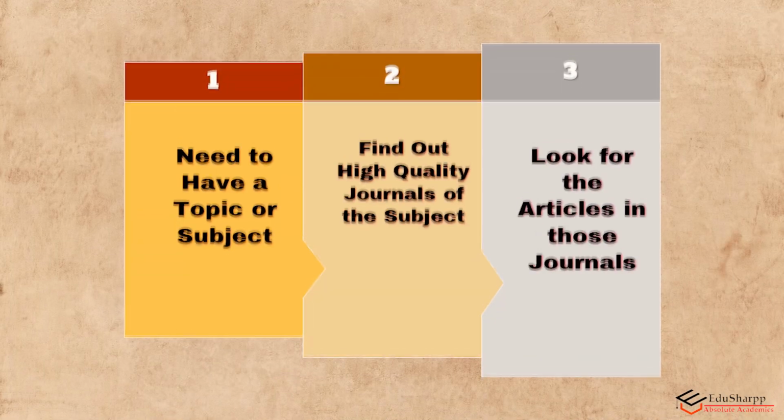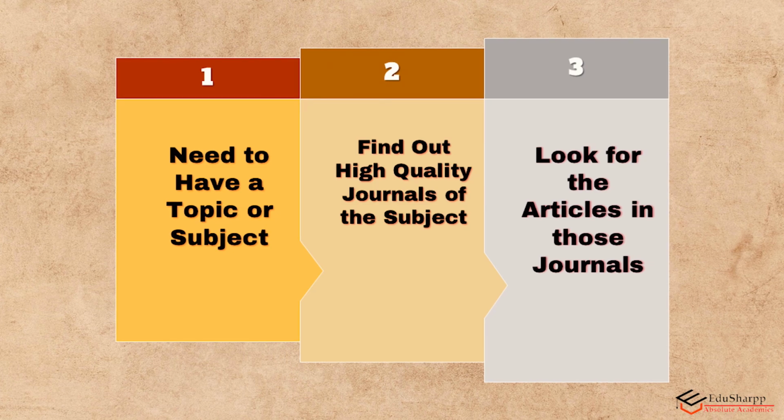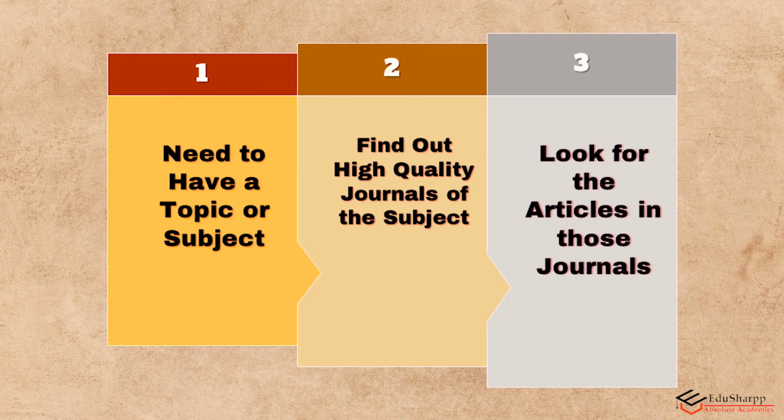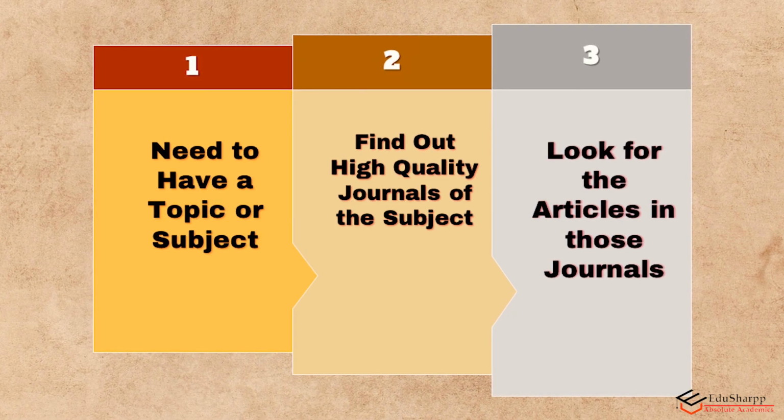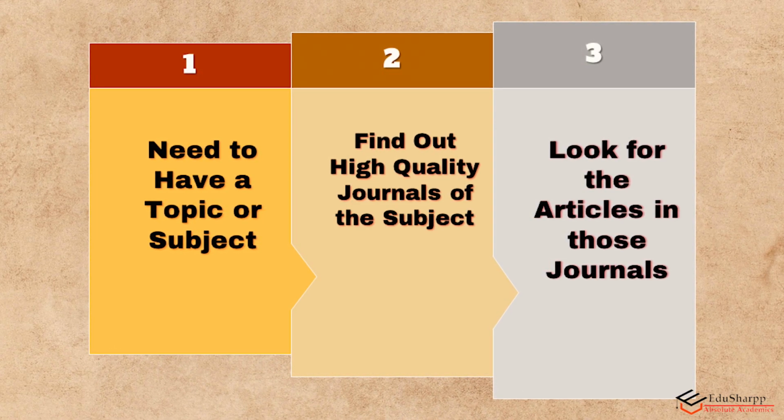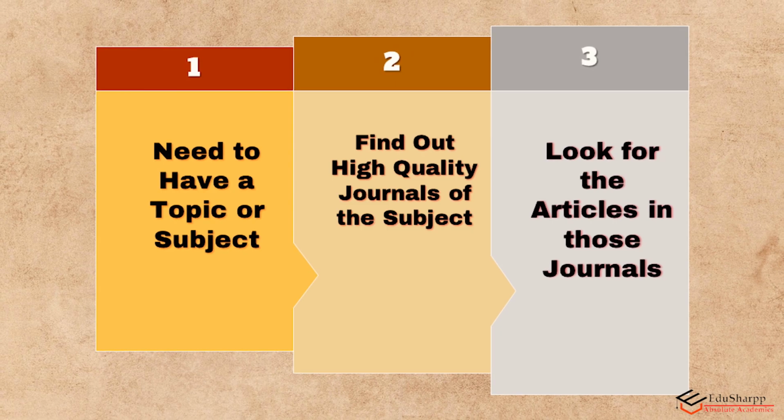Where will you go to find those articles? There are 3 basic ways of finding peer reviewed journal articles. First of all, you need to have a topic or a subject. Obviously, it will be given by your lecturer. And then you need to find out some high quality journal from that particular subject and then look for your articles in those journals. Route number 1, university library.